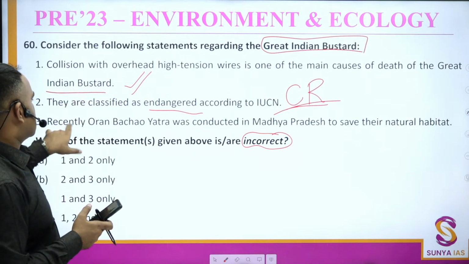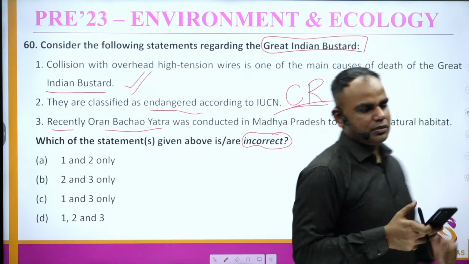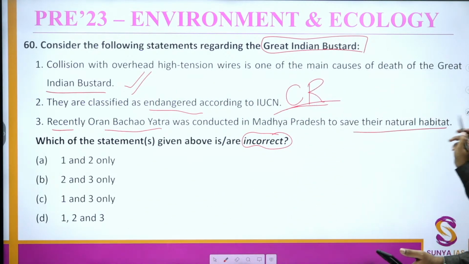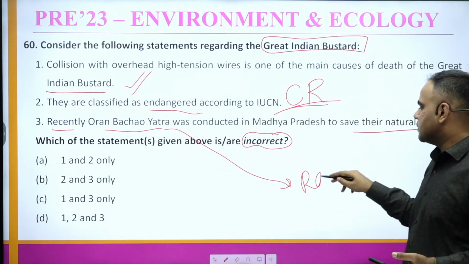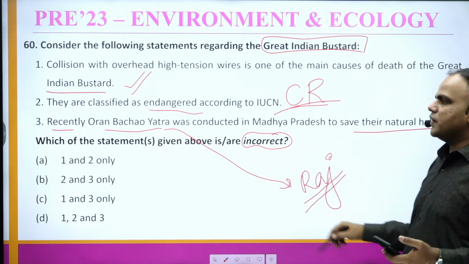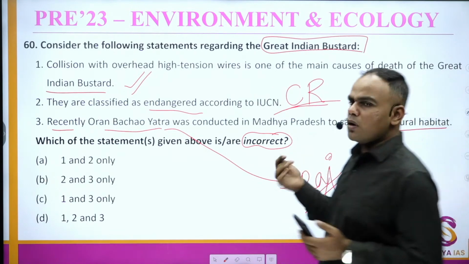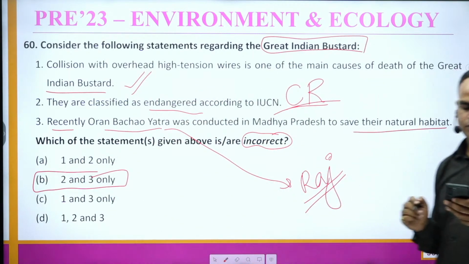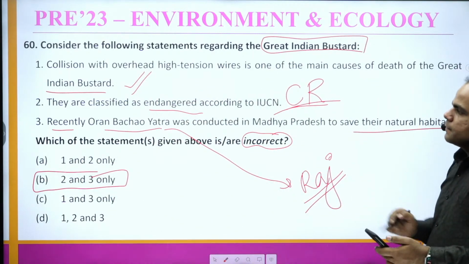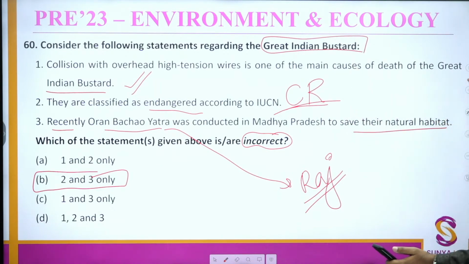Then, recently Uran Bachao Yatra was conducted in Madhya Pradesh to save their natural habitat. No, that is not correct. Uran Bachao Yatra happened in Rajasthan. So this was also in the current affairs. So this did not happen in Madhya Pradesh. Because of this, 3 is also wrong. Asking you what is incorrect, 2 and 3 are incorrect. Okay, so these are critically endangered, and Uran Bachao Yatra happened in Rajasthan. All right, with respect to Great Indian bustard. Okay, moving on.